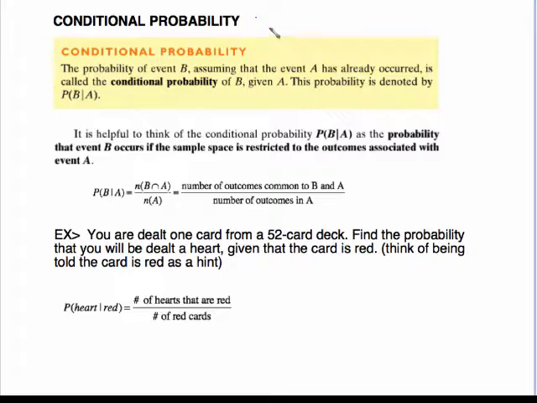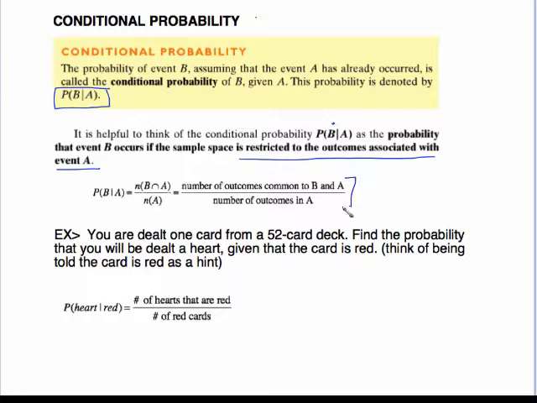All right, conditional probability. Conditional probability is this: the probability of event B, assuming that the event A has already occurred, is called the conditional probability of B given A. And the notation is this: it's P(B|A), with a straight up-and-down bar. It's helpful to think of the conditional probability of B given A as the probability that event B occurs if the sample space is restricted to the outcomes associated with event A.